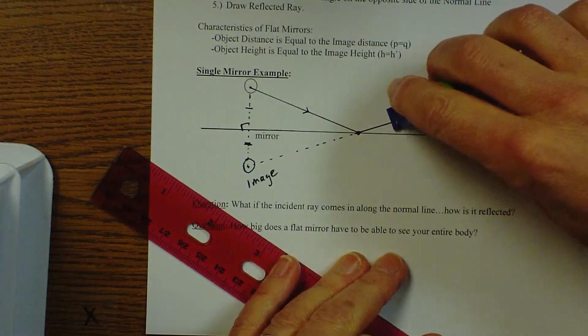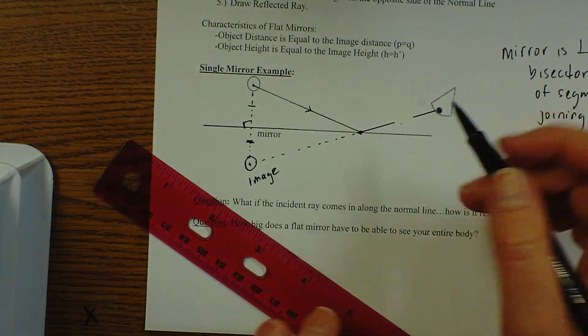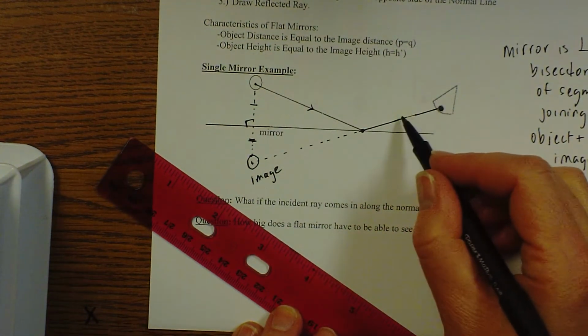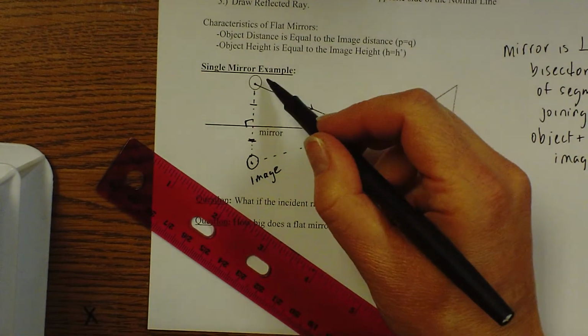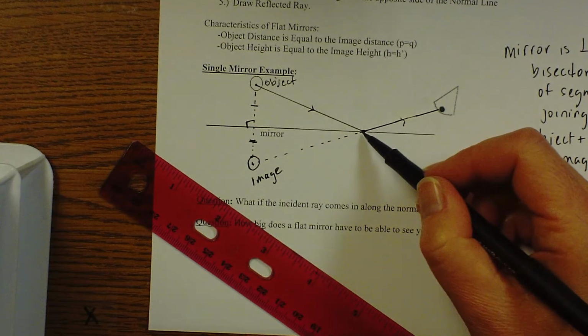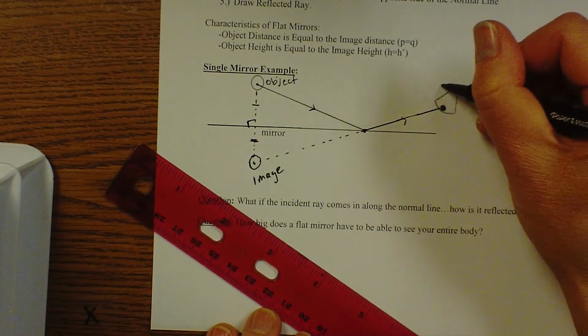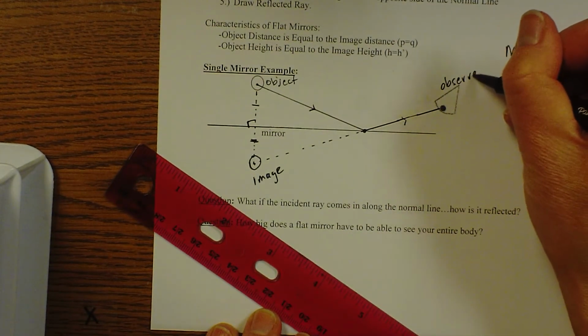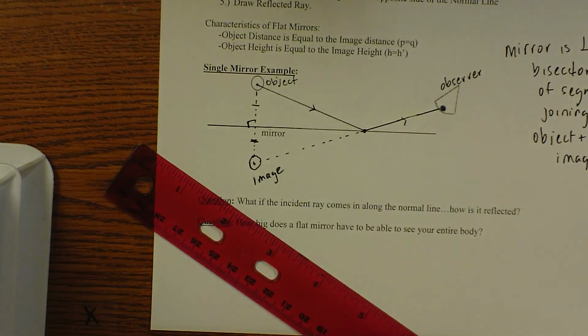So, oops, I drew this arrow in the wrong direction. What I've just drawn represents a light ray that is coming from the object, bouncing off of the mirror and hitting the person's eye. And I want you to take a close look at this picture because it does obey the law of reflection.